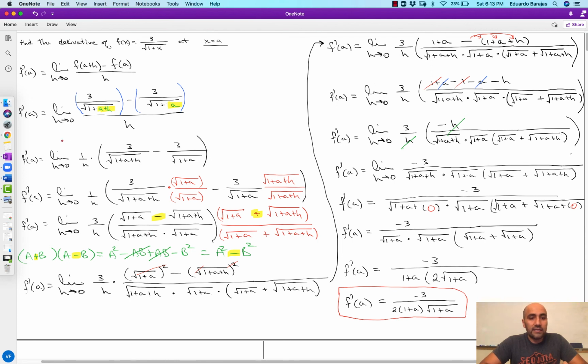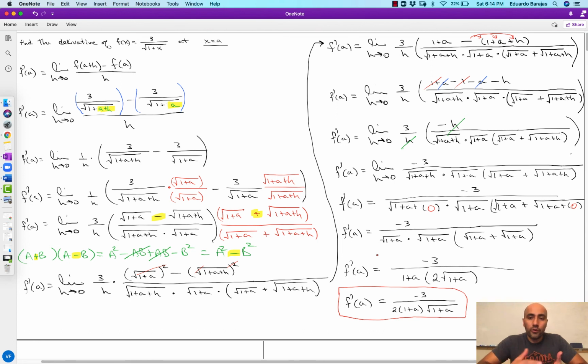Be very clean and neat. The trick needed isn't always the same. So here I had to bring these two different fractions together as one big happy fraction, so I need to find a common denominator, and then the trick was to multiply the numerator and denominator by the conjugate of the numerator. Every question is a little bit different, so there's different algebraic tricks you might need in order to be able to manipulate this and get it to a point where we solve the limit. Okay, so be very neat, be very clean about this, and find your derivative this way.